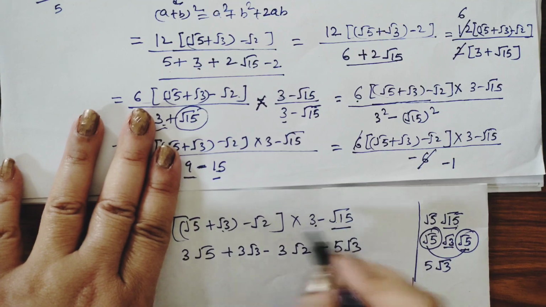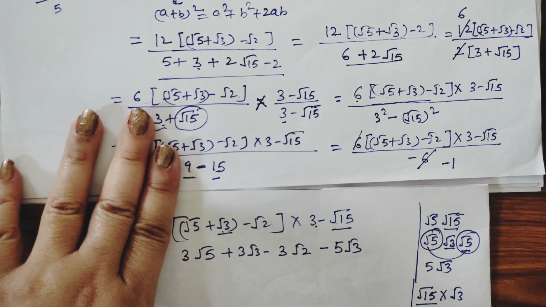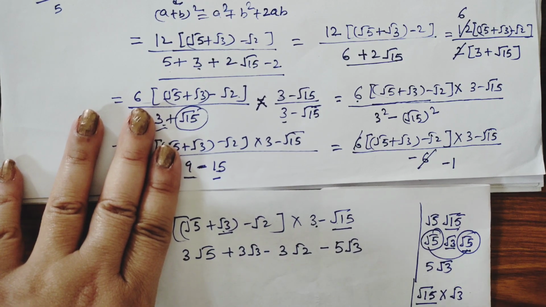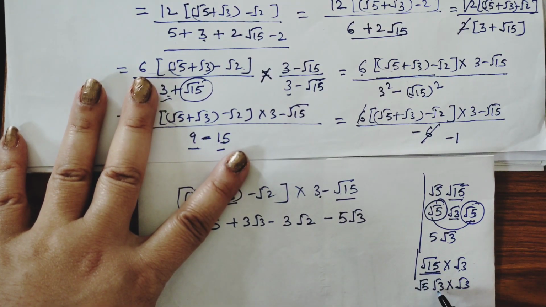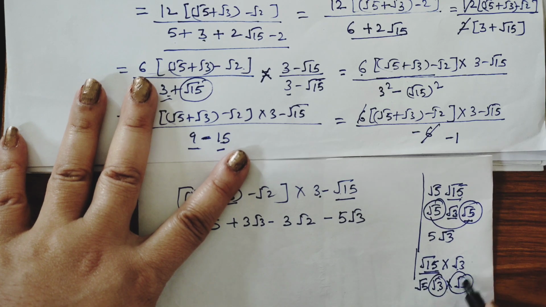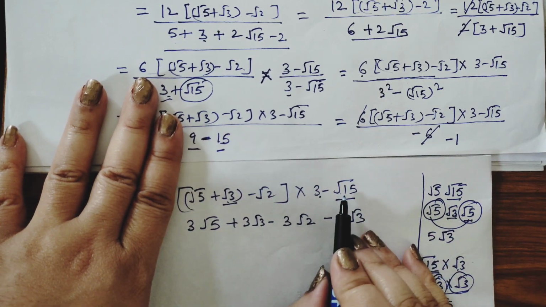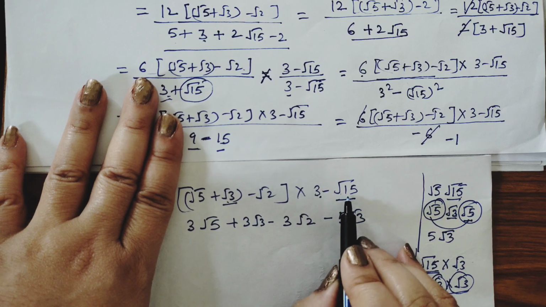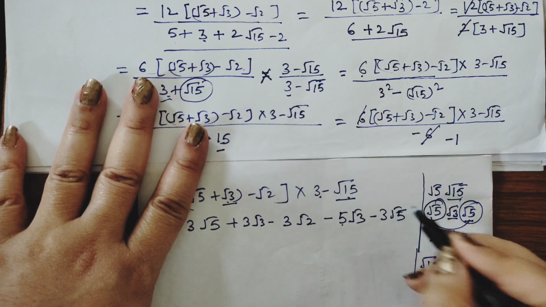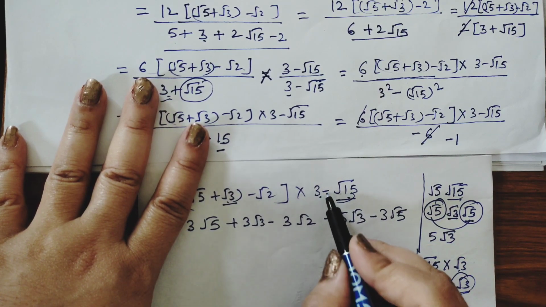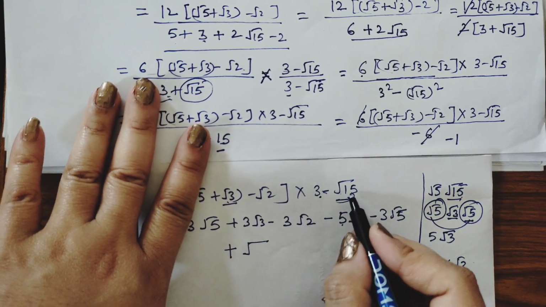Next is root 15 multiplied by root 3. Root 15 equals root 5 into root 3. So you can see root 3 and root 3 will make a 3, and 3 root 5. So if root 15 is multiplied by root 3, the sign is negative, so it will be minus 3 root 5. Then if root 15 is multiplied by root 2, minus minus plus, so root 2 and root 15 is root 30.